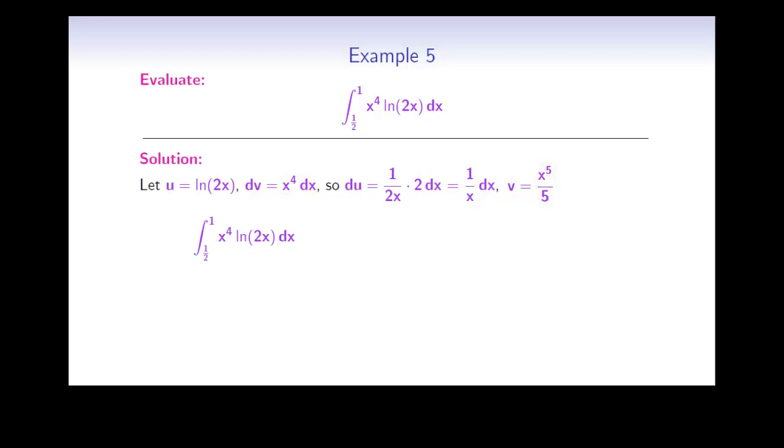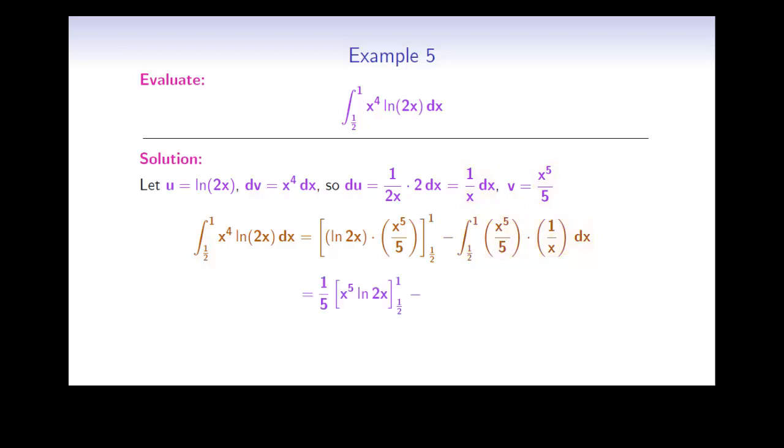Now let's insert this into the integration by parts formula. So we end up with ln 2x times x to the power of 5 over 5, evaluated from 1/2 to 1. Subtract the integral from 1/2 to 1 of x to the power of 5 over 5, multiplied by 1 over x dx. Simplifying this, we can take 1 over 5 out in front of the square bracket, since it's just a constant. So we have x to the power of 5 ln 2x evaluated from 1/2 to 1. Subtract the integral, we can also take 1 over 5 out in front because it's a constant, and we end up with the integral from 1/2 to 1 of x to the power of 4 dx. And this integral is just x to the power of 5 over 5. So now all we need to do is evaluate these things at 1/2 and 1.